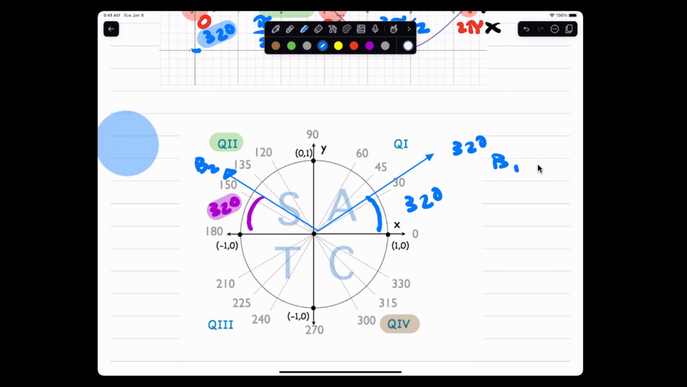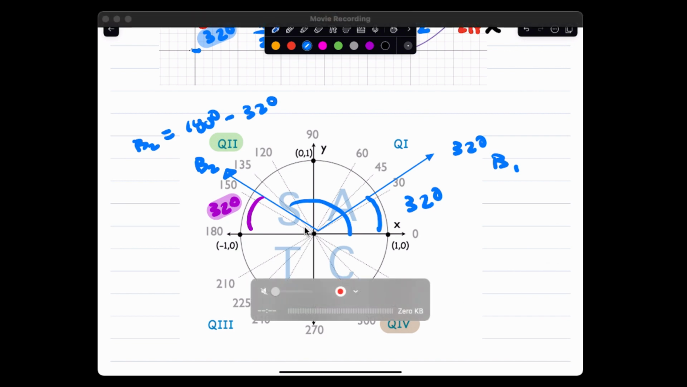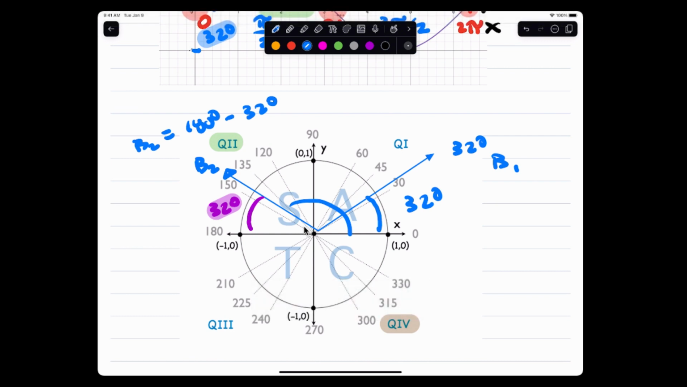Yeah. So here's what you guys always do. B2 will always be 180 minus what? 32. Okay? Always, always. So you have to find, what is 180 minus 32? What does that equal? 148 degrees.